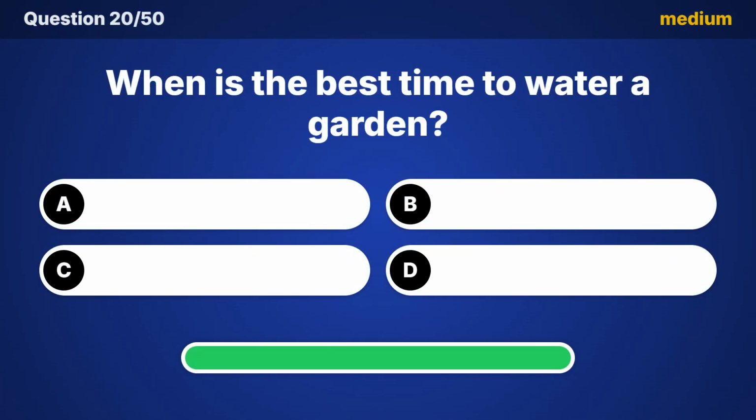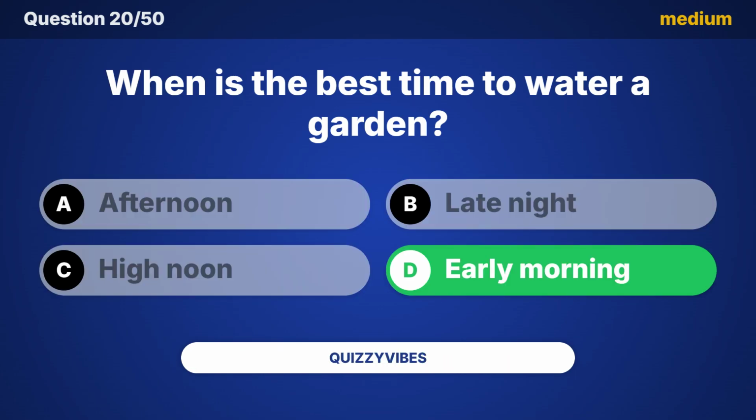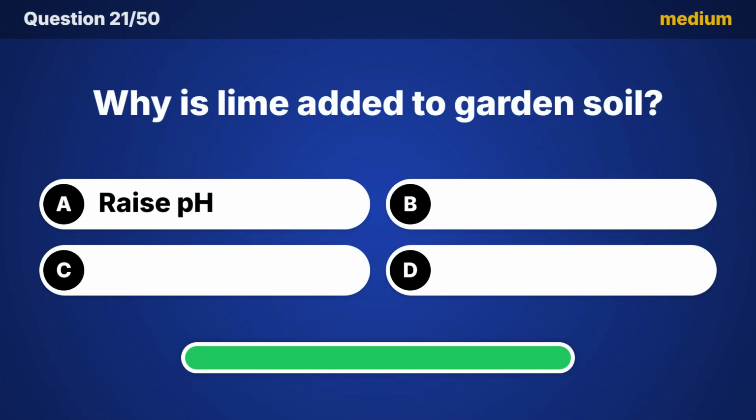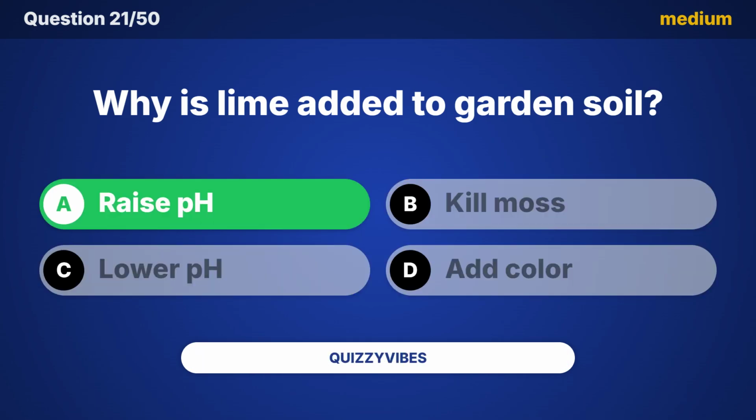When is the best time to water a garden? Time's up. It's early morning. Why is lime added to garden soil? Here is the answer. Raise pH.